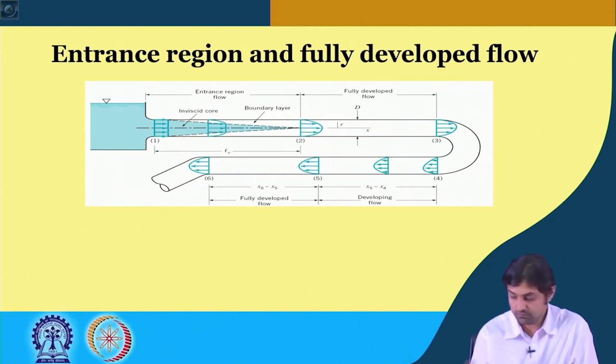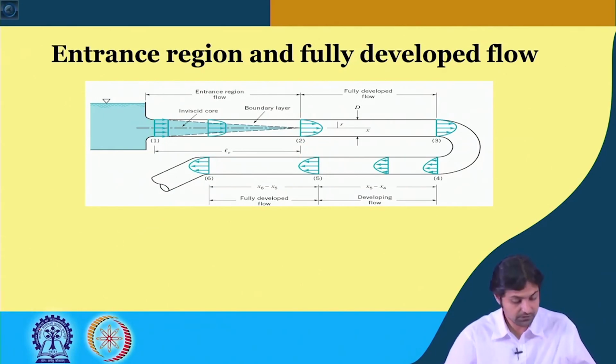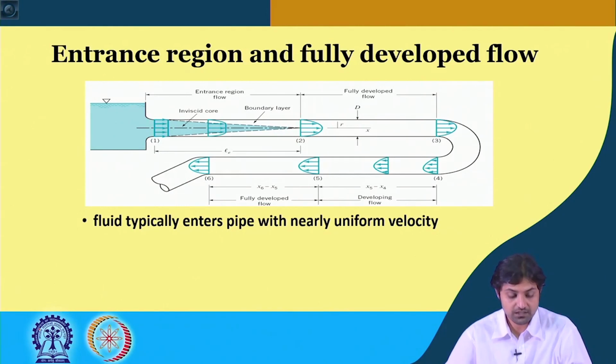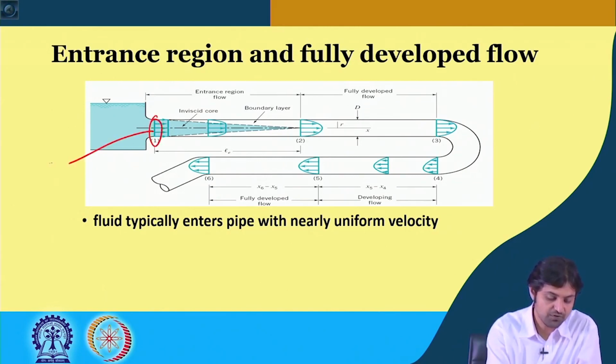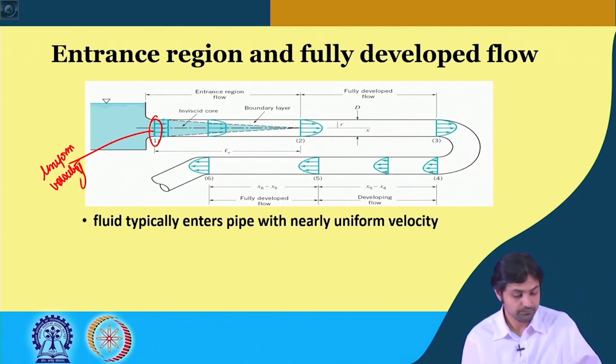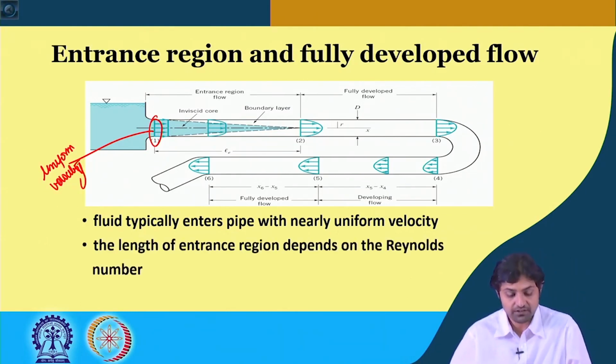Now, going into a little more detail, fluid typically enters a pipe with nearly uniform velocity. So the velocity with which it enters at section 1 is a uniform velocity. The length of this entrance region depends on the Reynolds number. How long this entrance length is will depend upon how fast the water is flowing, in other words, the Reynolds number.